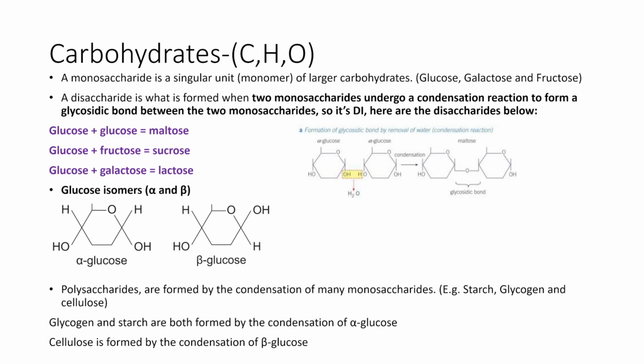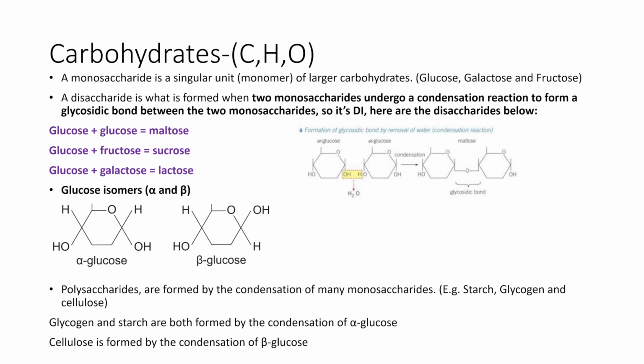Now you need to remember the equations, or kind of the equations, to make the disaccharides. So glucose plus glucose gives you maltose. Glucose plus fructose equals sucrose. That was the example in the previous slide. Glucose plus galactose will give you lactose. Now maltose, sucrose and lactose are all disaccharides.